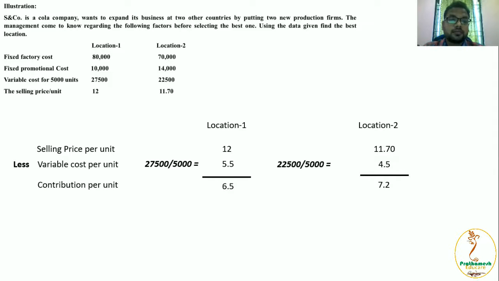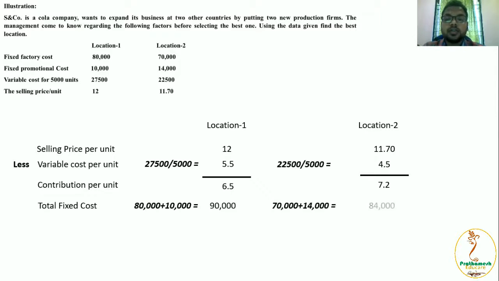Now, what is the formula? Remember, break-even point equals fixed cost divided by contribution. We have got the contribution now. We have to find the fixed cost. Total fixed cost will be 80,000 factory cost plus promotional cost 10,000. Total will be 90,000. In the case of location 2, it will be 70,000 plus 14,000, which is 84,000.